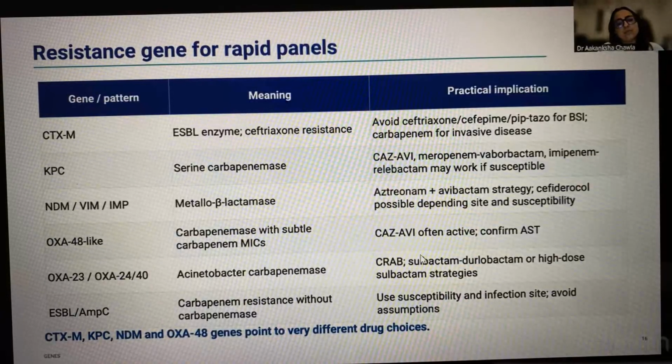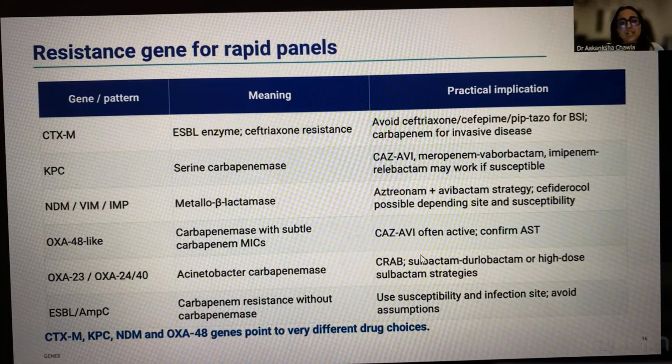So the rapid panels help us detect a lot of genes these days, and they tell us about the presence of carbapenemases and beta-lactamases. So if you see a CTX-M or KPC or OXA-48 or 23, they indicate specific resistance, and there is specific therapy which is available for each of these. So we will understand this as we go ahead.